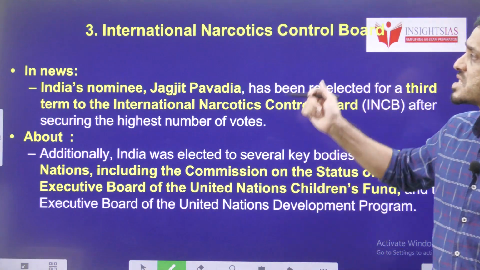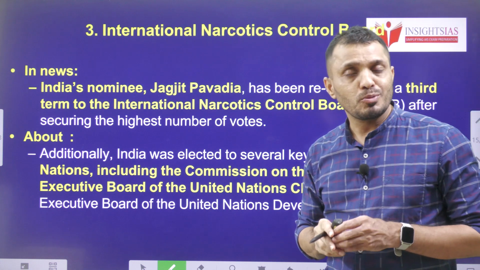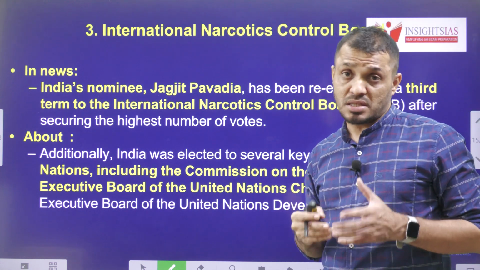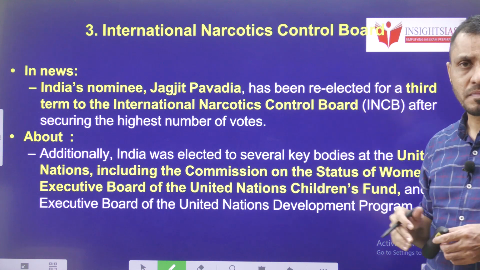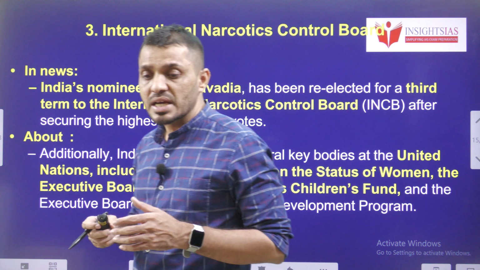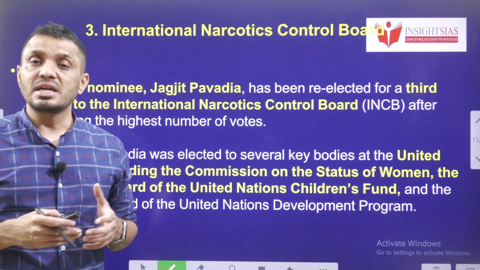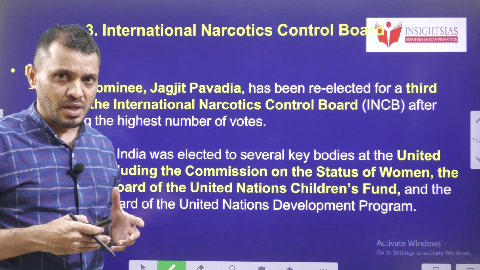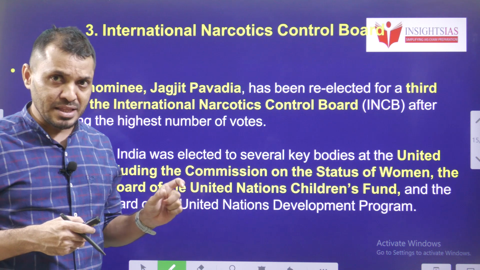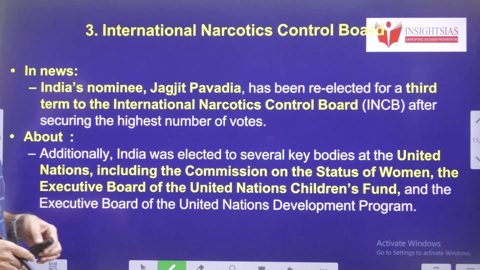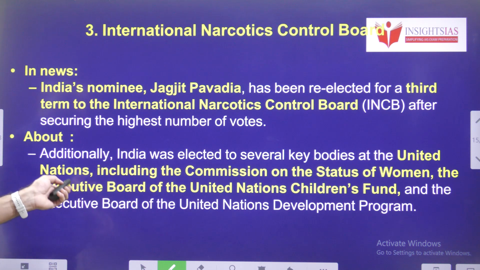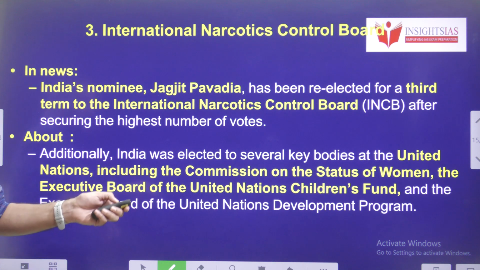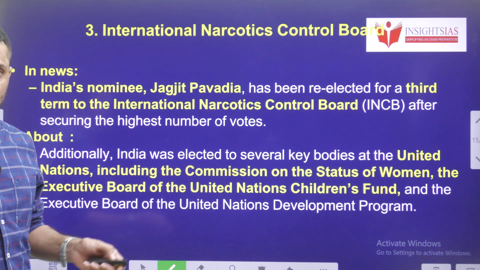Next, the third one. This is regarding the International Narcotics Control Board. Recently, a few bodies in the UNO were re-elected, and in some of those bodies, India got re-elected again. One such body is the International Narcotics Control Board. Its main purpose is to regulate the drug supply across the world, ensure that drugs are not used in a wrong way, and control the illegal trade in drugs. India's nominee Jagjit Pavadia was re-elected for a third term to the INCB. Apart from that, India was re-elected to international bodies such as the Commission on the Status of Women, the Executive Board of the United Nations Children's Fund, and the Executive Board of the United Nations Development Programme, UNDP.